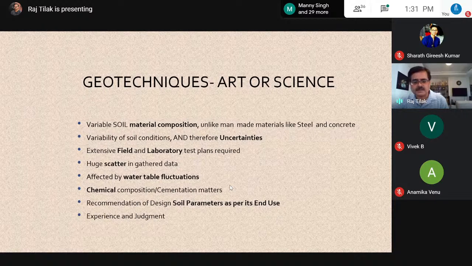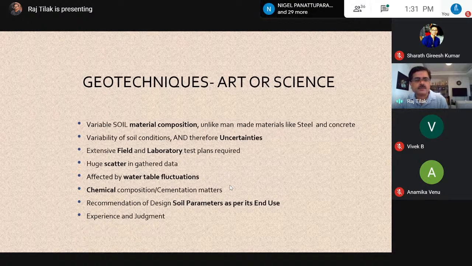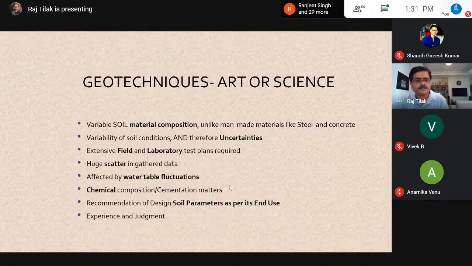And of course, experience and judgment come into play, because if you're testing a rock and you find the strength of the rock varies from 0.5 GPa to say 5 GPa, then when somebody asks you to recommend certain parameters, this is where your experience and judgment count. So do take help from your seniors when you are starting in the industry. Then probably you will get comfortable and you will start making judgments.